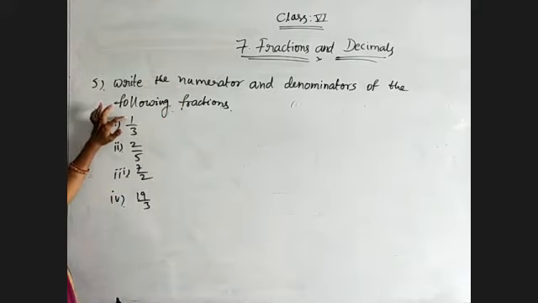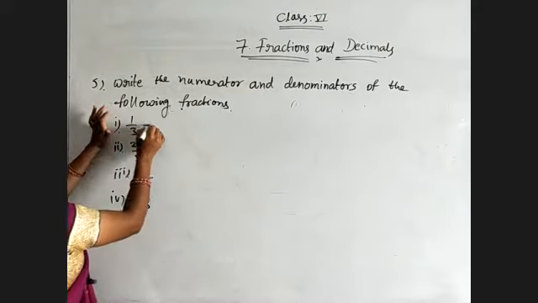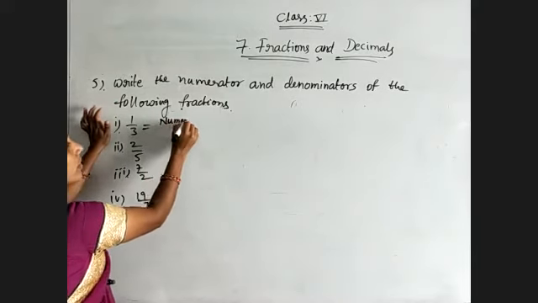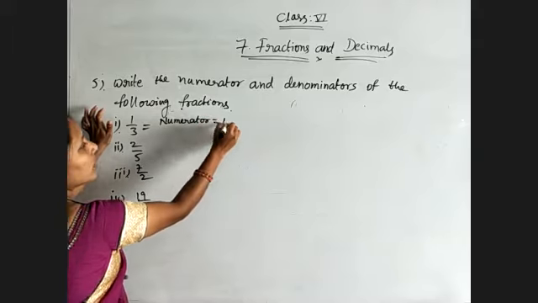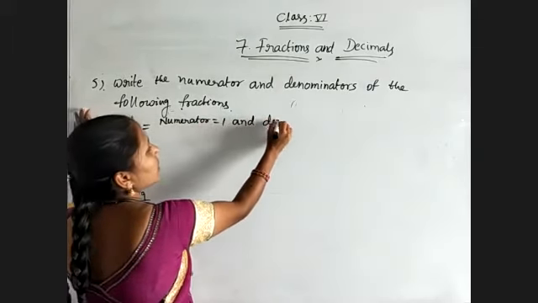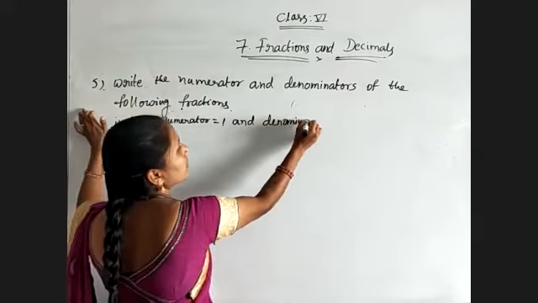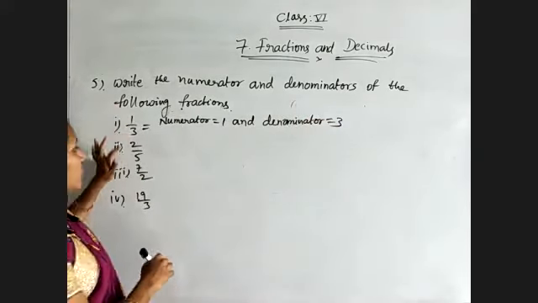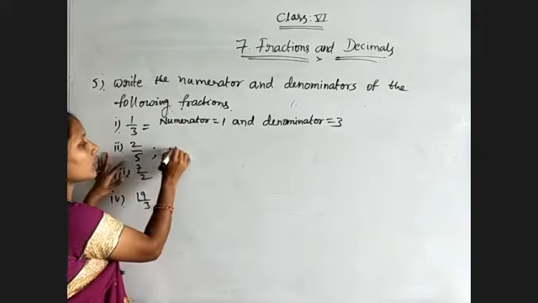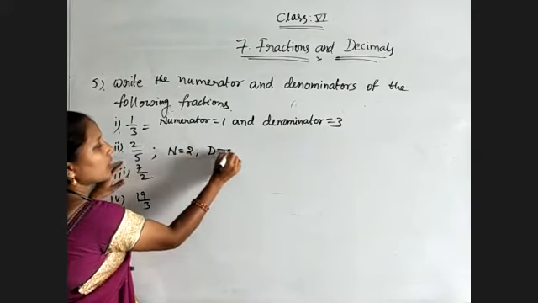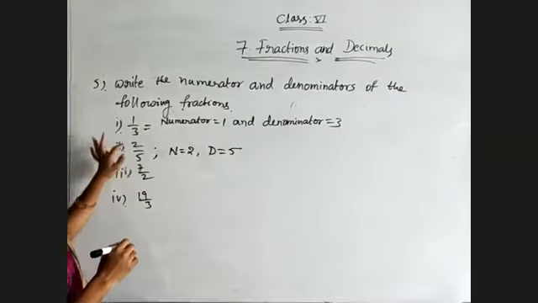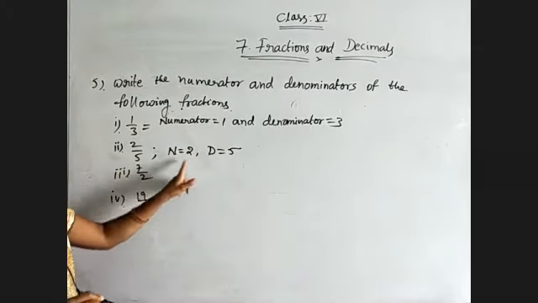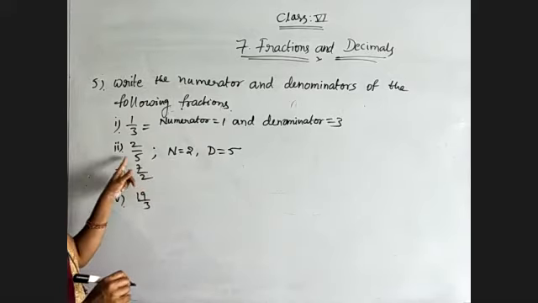So here the given fraction is 1 by 3. Because numerator is 1, it is which type of fraction? Unit fraction. So here numerator is 1 and denominator is equal to 3. Numerator is upper value, denominator is down value. So for this, numerator is equal to 2, denominator is equal to 5. Yes, 2 by 5. Here denominator is more than the numerator, so it is a proper fraction.